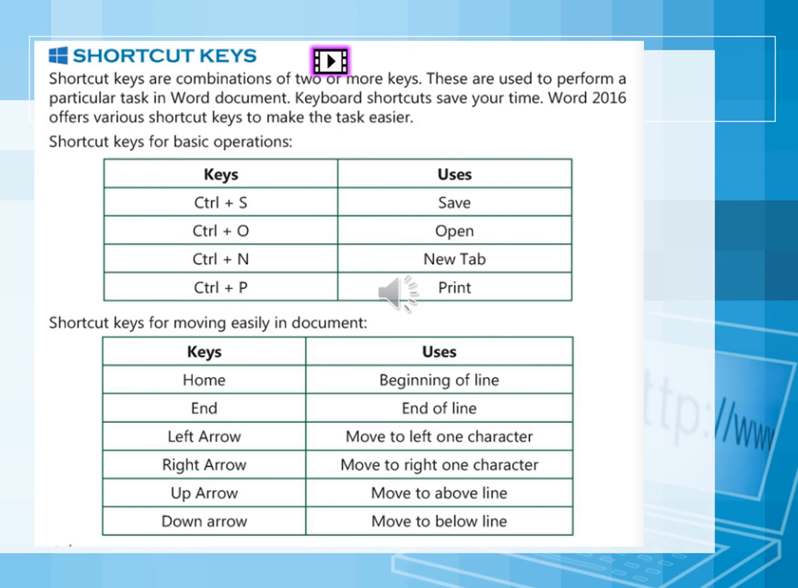Now we will learn shortcut keys for moving easily in a document. Home means the beginning of the line. End means the end of the line. If you want to go to the beginning of the line, you will press the Home key. If you want to go to the end of the line, you will press the End key. Left arrow moves to the left one character. Right arrow will move to the right one character. Up arrow moves to the line above, and down arrow will move to the line below.